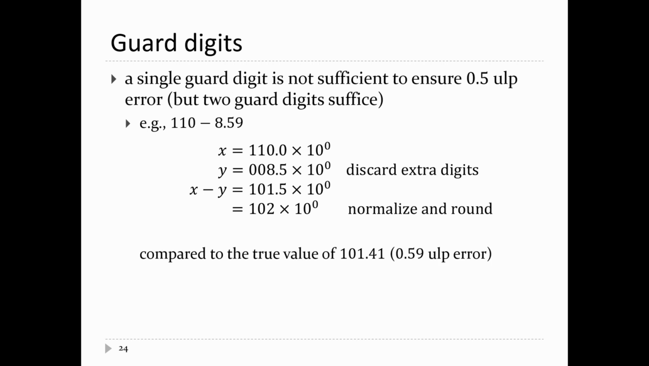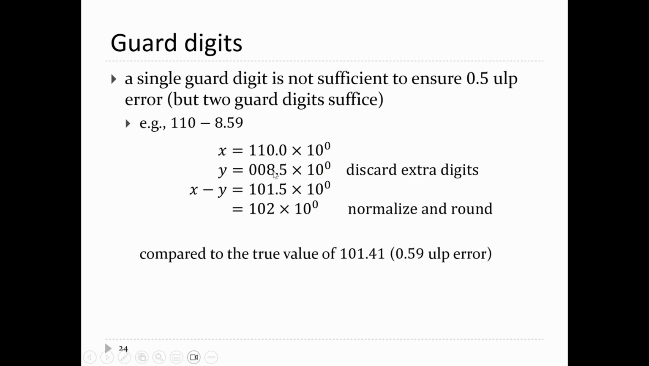So it turns out that if you use just one extra guard digit, it's not enough to guarantee 1/2 ulp of error. For example, here's 110 minus 8.59. Write out 110 in our floating point format. Well, that's easy, it's 110 times 10 to the 0. 8.59 is 859 times 10 to the minus 2. Make the exponent the same.